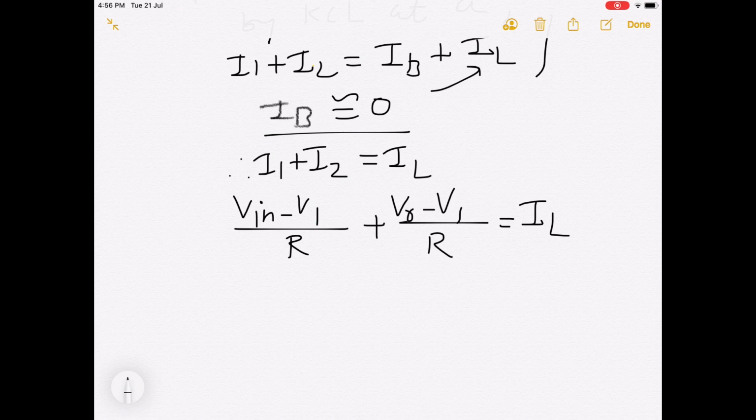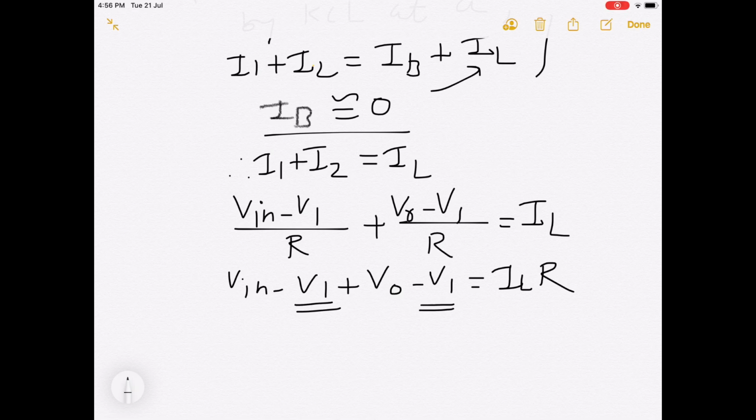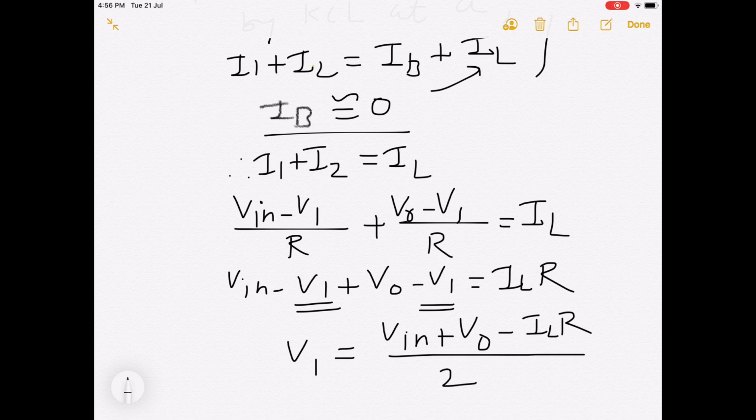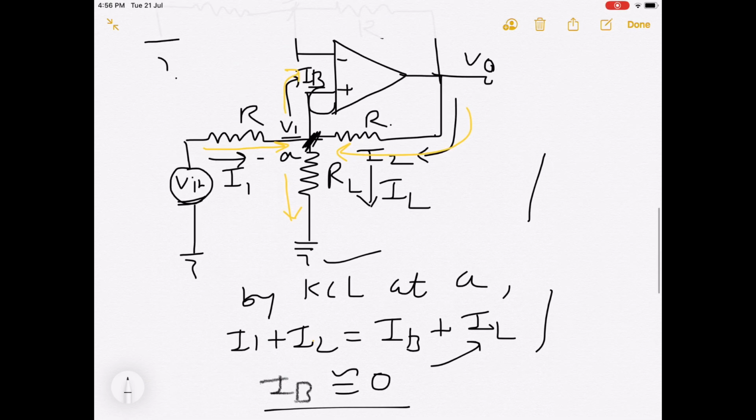Okay. So, here now solve this equation. So, it will be V in minus V1 plus VO minus V1 is equal to IL into R. So, this V1 becomes minus 2 V1 and transfer that value to one side and you will get value of V1. V1 is what then? V in plus VO minus ILR divided by 2. So, this voltage V1 is nothing but this terminal voltage.